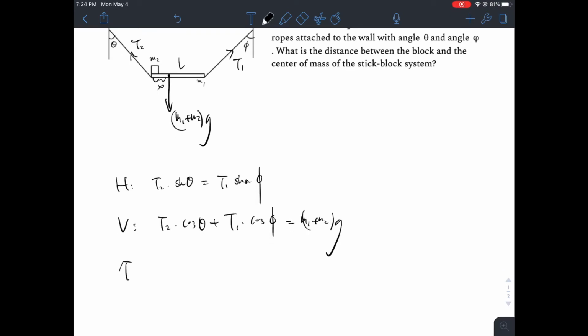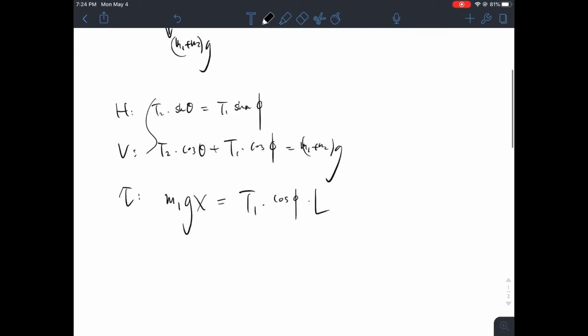Then as for the torque, let's define our pivot point as the left side of the stick. Because T2 and m2 are acting on that point, we just ignore them. So we have m1 times g times x, the lever arm, equal to T1 times cosine phi times L. That will be the other force.